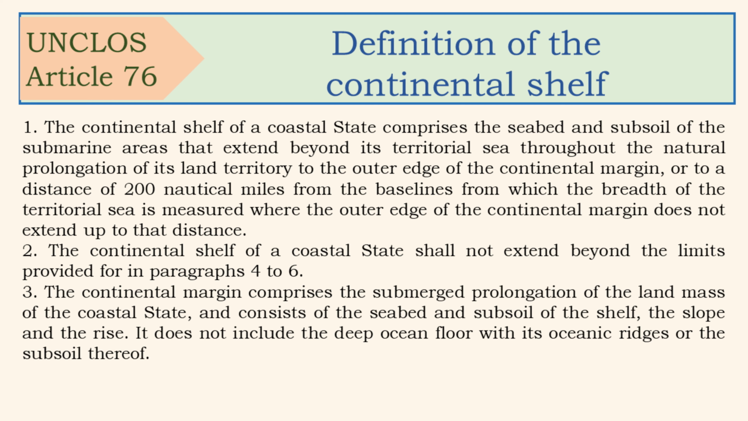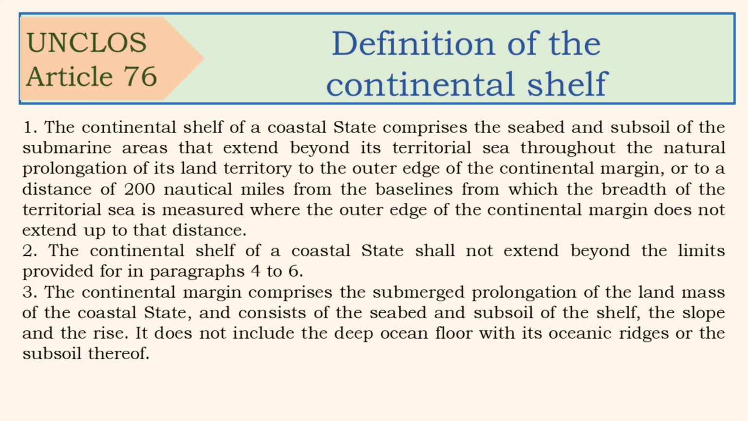United Nations Convention on the Law of the Sea, Article 76, Definition of the continental shelf. 1. The continental shelf of a coastal state comprises the seabed and subsoil of the submarine areas that extend beyond its territorial sea throughout the natural prolongation of its land territory to the outer edge of the continental margin, or to a distance of 200 nautical miles from the baselines from which the breadth of the territorial sea is measured, where the outer edge of the continental margin does not extend up to that distance.